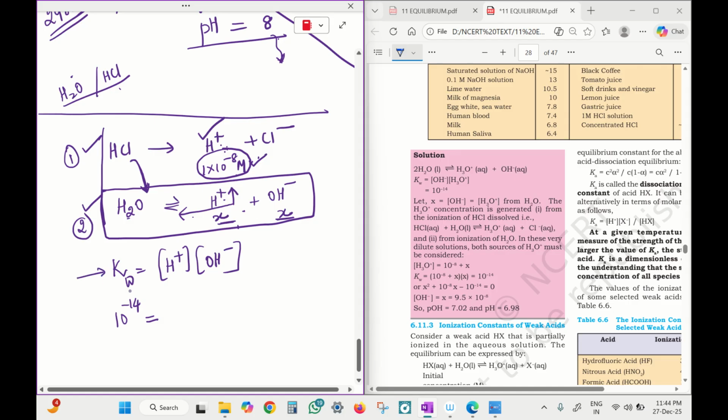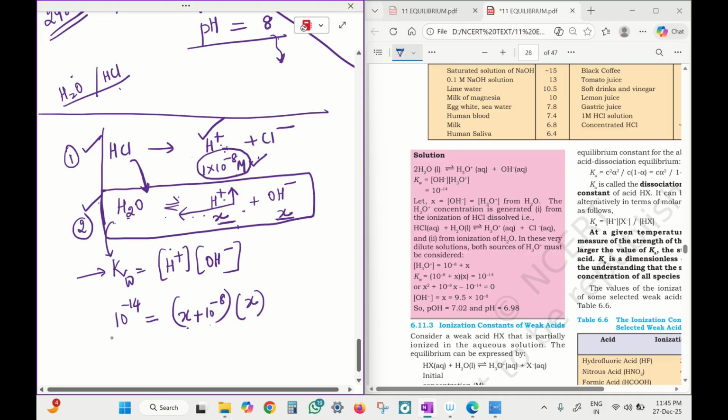Now let us substitute it in the Kw. Why are we still using the Kw equation? Because out of the first and the second, only the second is an equilibrium process, for which we can write the equilibrium constant. The H plus is coming from both HCl and water. So how much is it? It is X plus 10 to the power minus 8: X coming from water and 10 to the power minus 8 coming from HCl. The OH is still coming only from the water, which is only X.